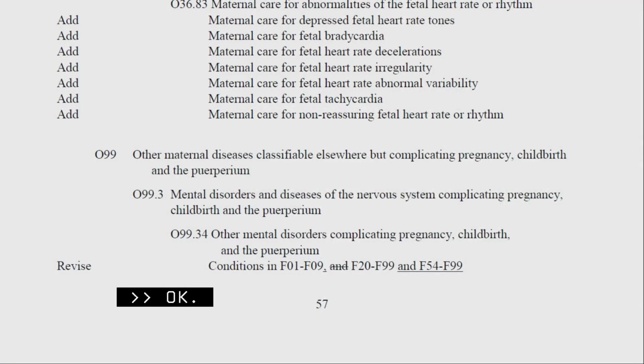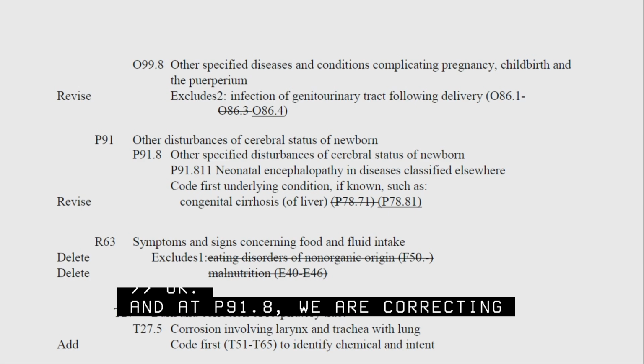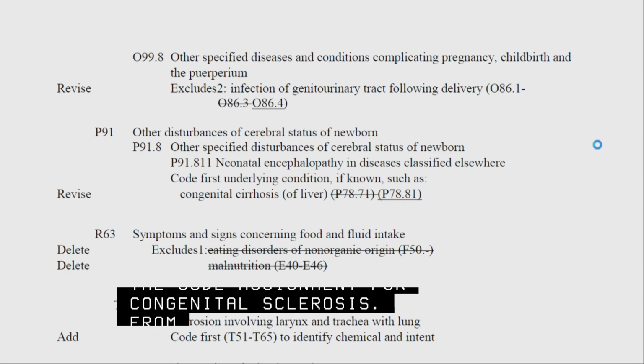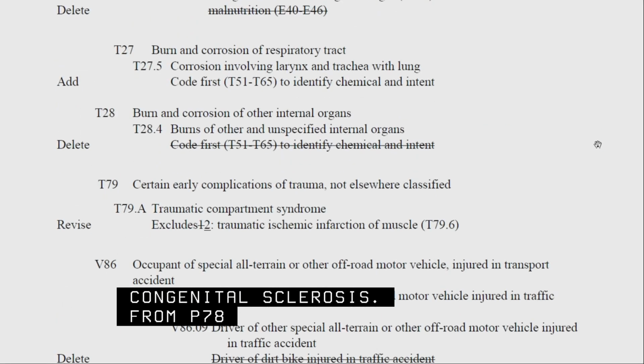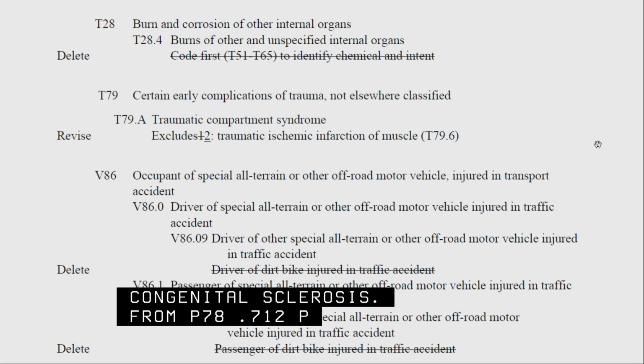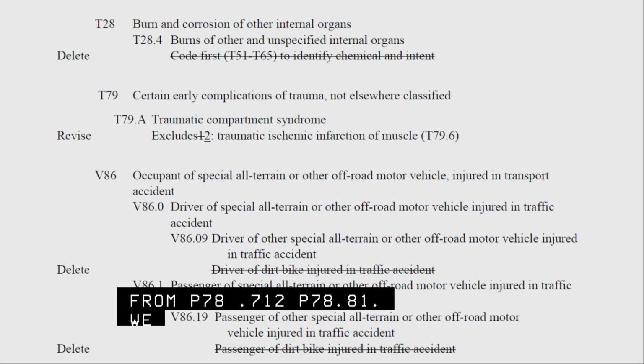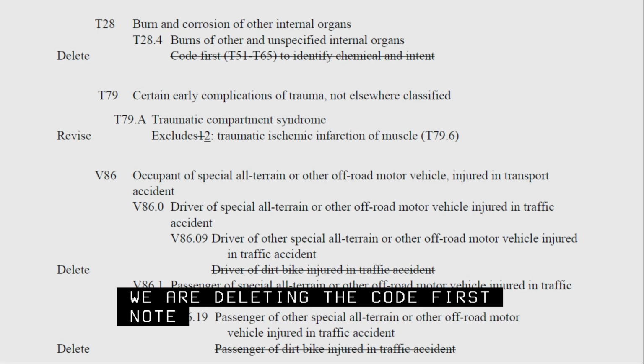And at P91.8, we are correcting the code assignment for congenital cirrhosis from P78.71 to P78.81. And at T28.4, we are deleting the code first note. That was intended to apply for corrosions, not burns, and if the codes were following this code.